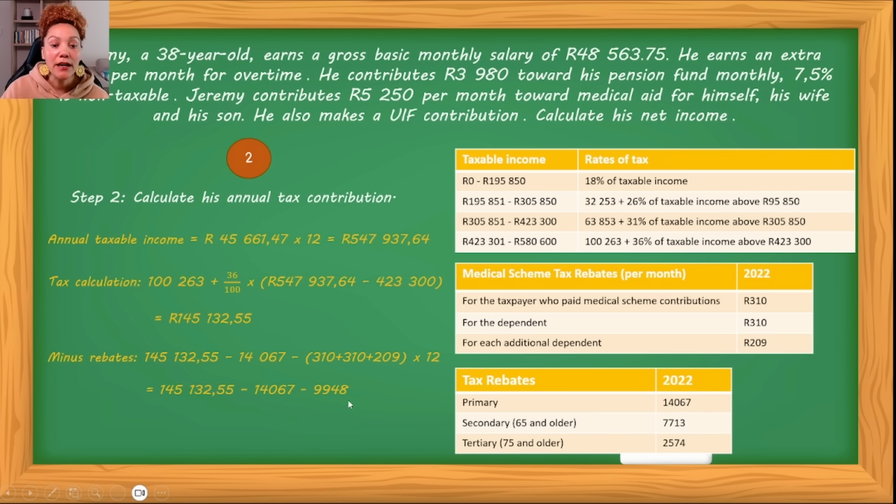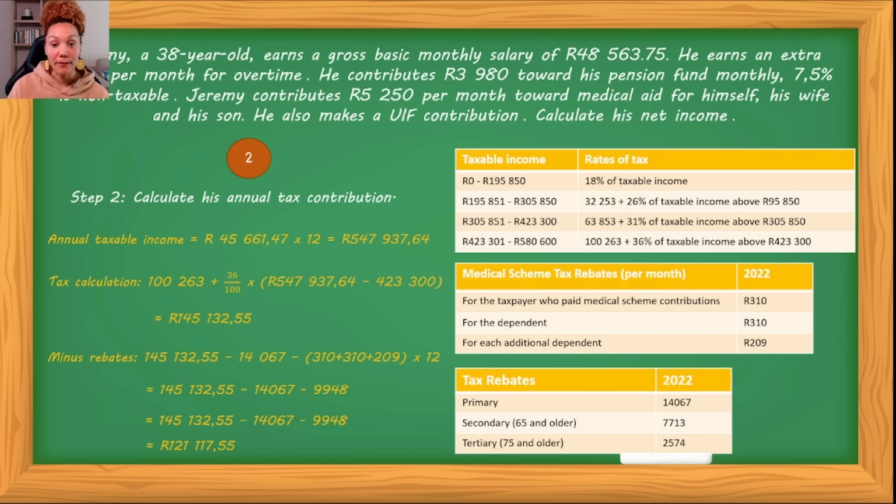Right, so then our final answer there, we are subtracting the rebate and we end up with 121,117.55. This is now his annual tax that he needs to pay for the whole year.